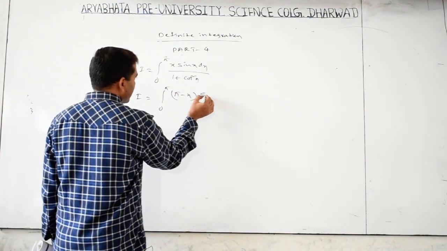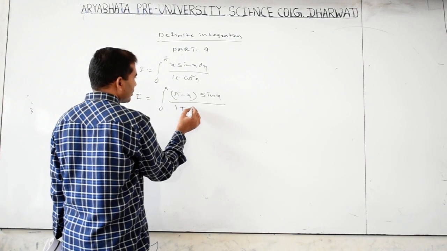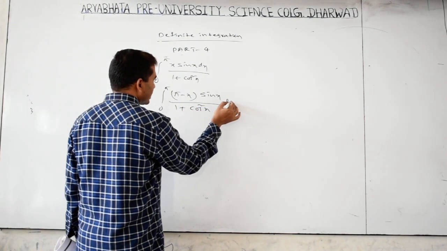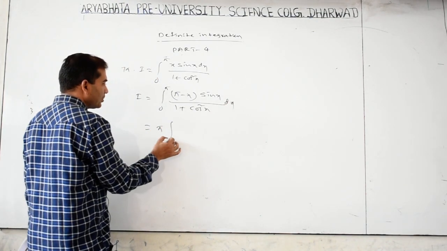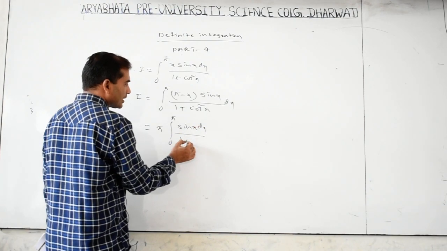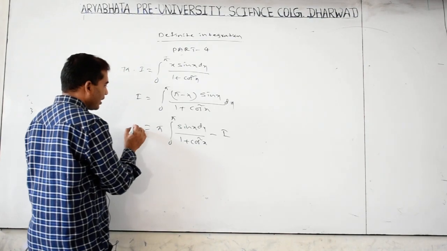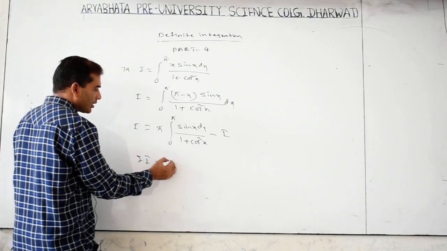Sin of pi minus x is sin x, by 1 plus cos of pi minus x, which is cos x, squared, dx. Pi times integral from 0 to pi of sin x dx by 1 plus cos square x, minus this is I. I plus I, 2I equals pi.